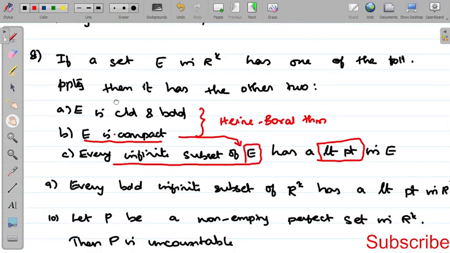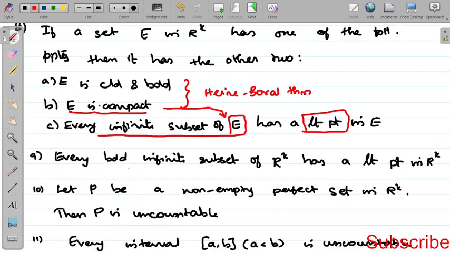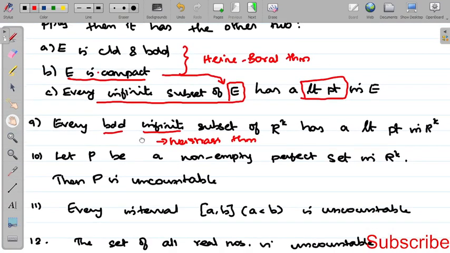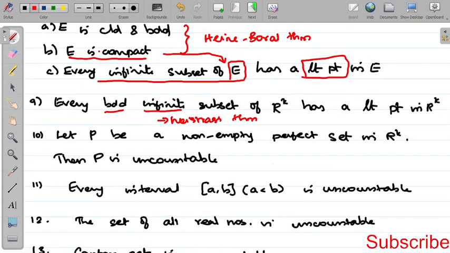Then the ninth one: every bounded infinite subset of R^k has a limit point. This is the Weierstrass theorem. Every bounded infinite subset of R^k has a limit point in R^k. Then the 10th one: let P be a non-empty perfect set, then P is uncountable.